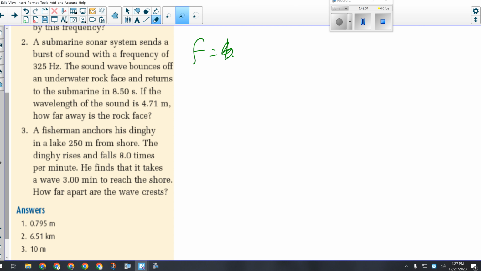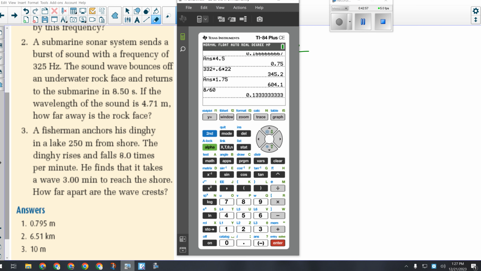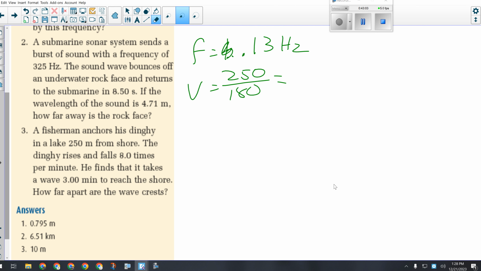Now he finds that it takes 3 minutes to get to the shore. If I know it's 250 meters to the shore, can I go 250 divided by 180 seconds? That's 3 minutes. That will give me the speed of my waves. So 250 divided by 180. The waves are moving at 1.39 meters per second.